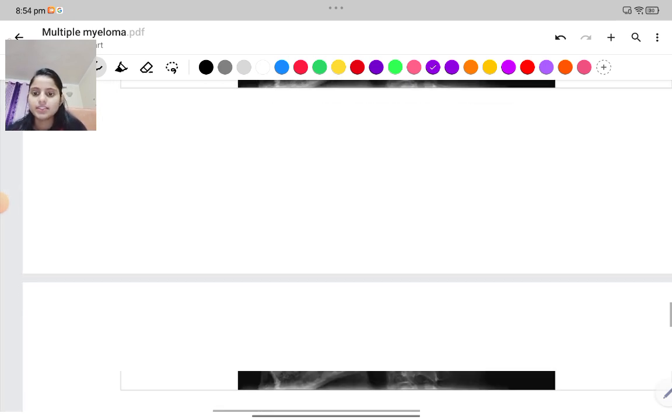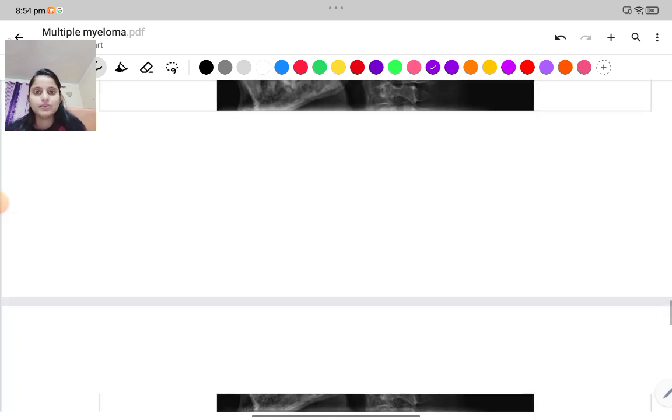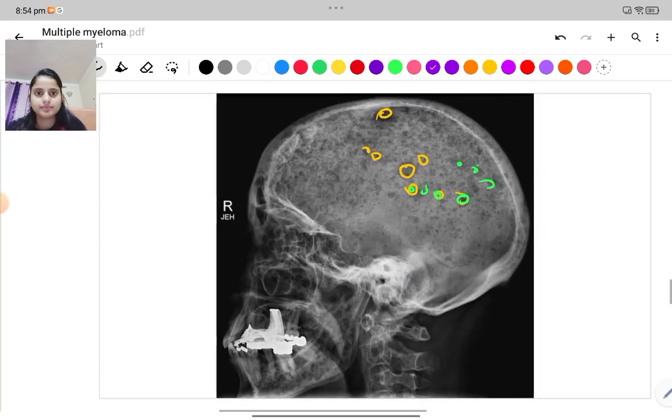So this is the multiple punched out lesions in the skull in the multiple myeloma. We can see the multiple punched out lesions in the multiple myeloma.